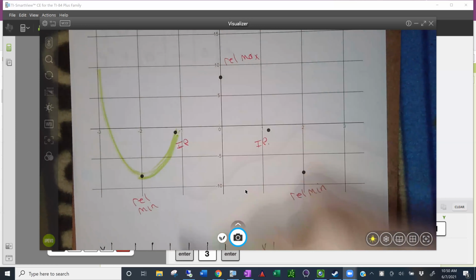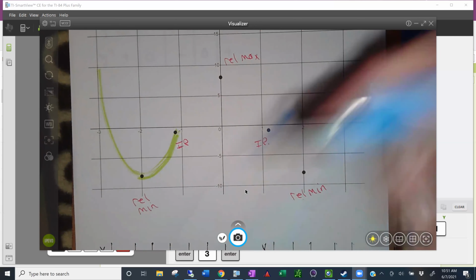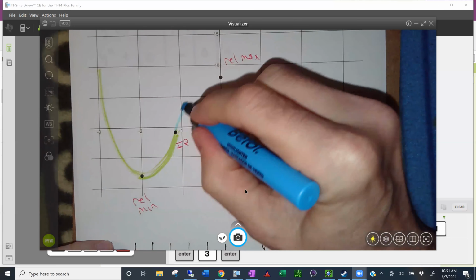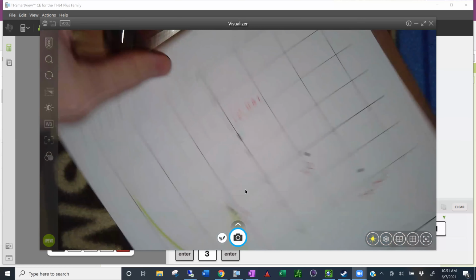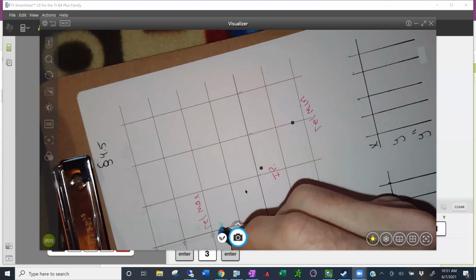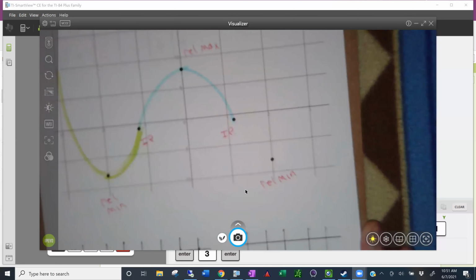And right here, the function is going to change concavity. It's changing from a concave up shape to a concave down shape. So let's see if I got a different color pen I can use. Yeah. So it's going to be concave down here until it gets back to the other inflection point. Just like that, concave down.